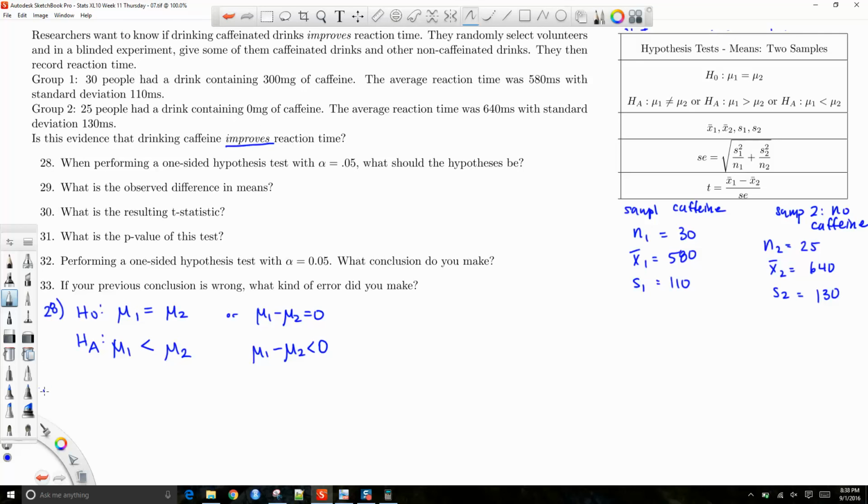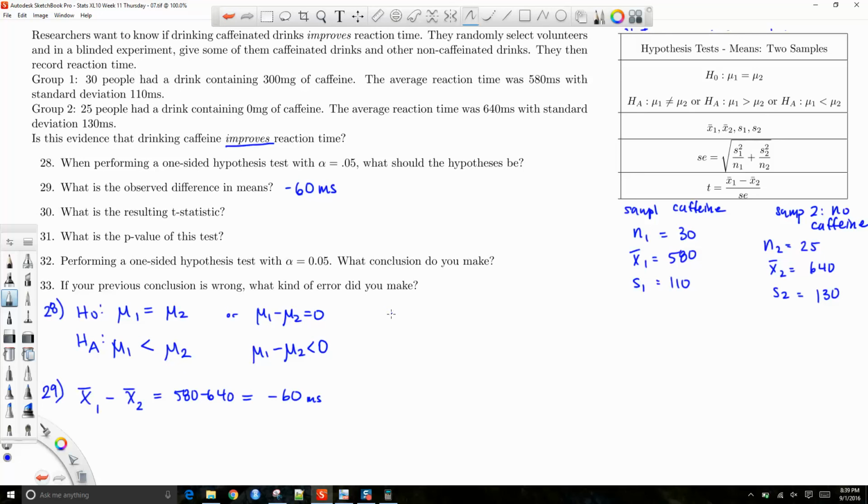Okay, 29. What is the observed difference in means? Okay, this is just, you're taking X bar 1, which is one mean, and X bar 2, and you're getting the difference between two means. So you get 580 minus 640, you're getting a difference of negative 60, and this was measured in milliseconds. So number 29 is negative 60.